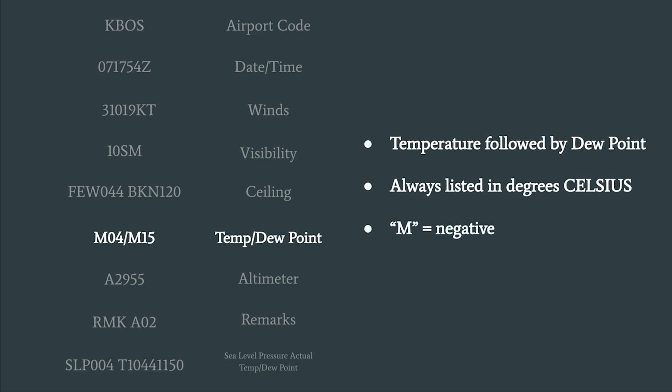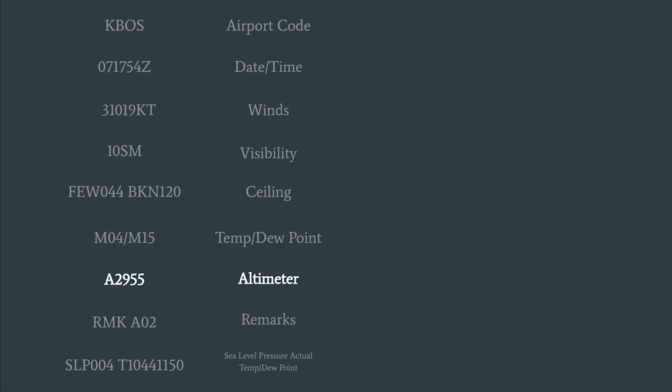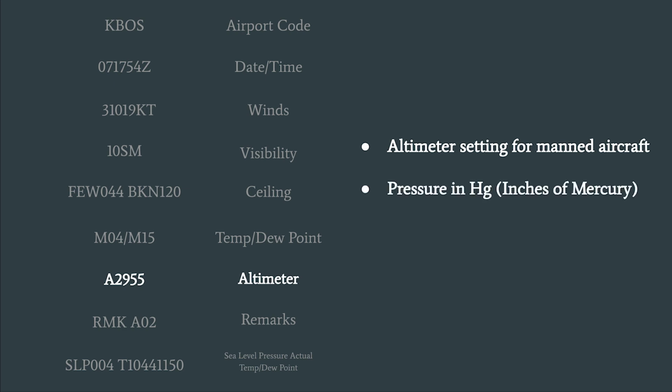This was January in Boston. It was a cold day with a temperature of -4 degrees Celsius and a dew point of -15 degrees Celsius. The next piece of information is our altimeter setting, or our pressure. In this case, it was 2955. If you remember from the weather section, standard is 29.92. So in this case, we were just slightly below average pressure on this day.